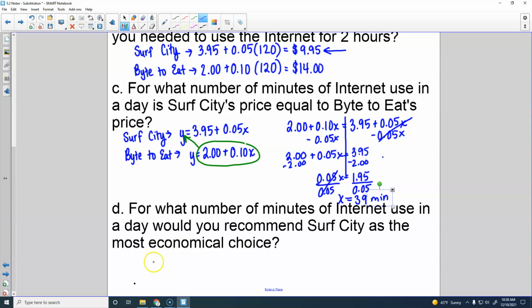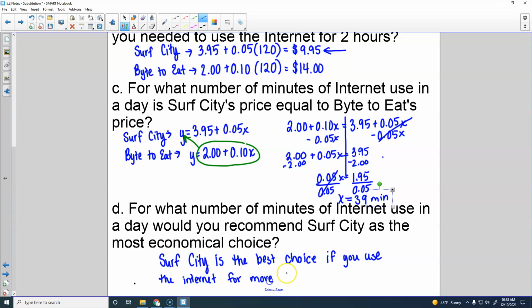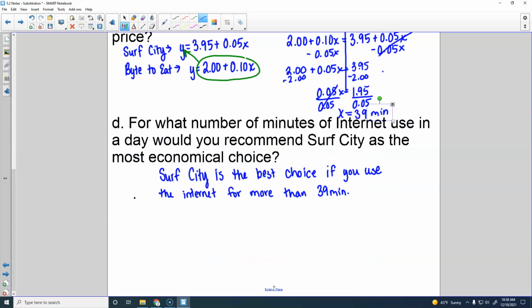Right, so Surf City is the best choice if you use the internet for more than 39 minutes. So 40 plus, it's better to use Surf City.